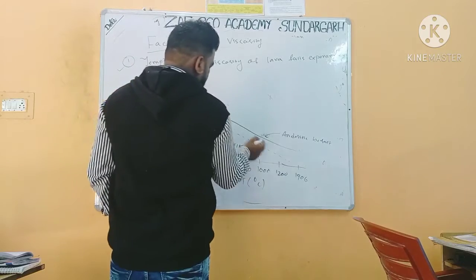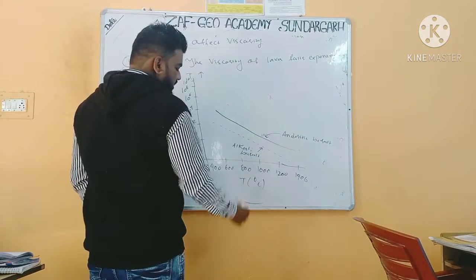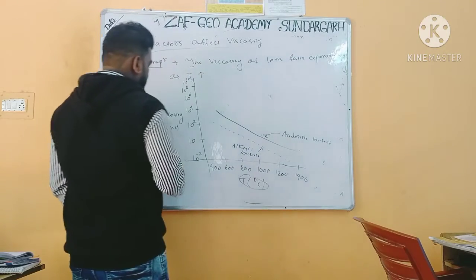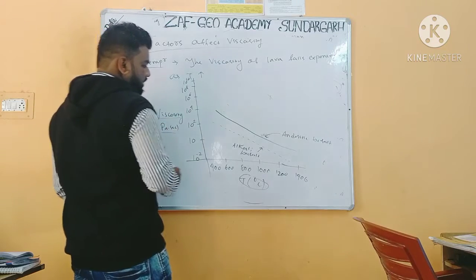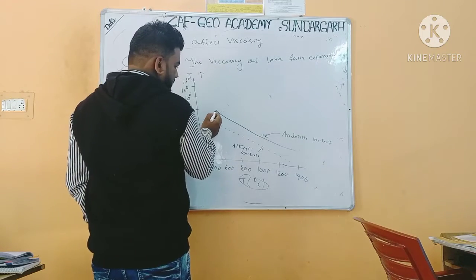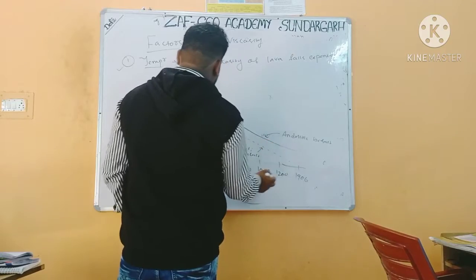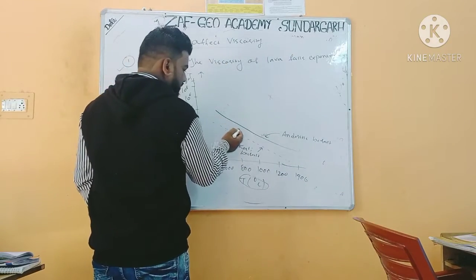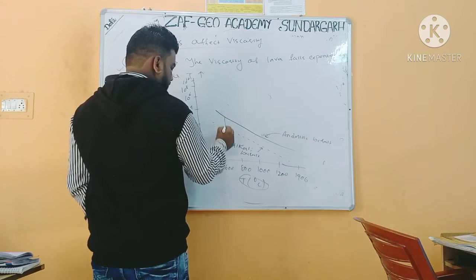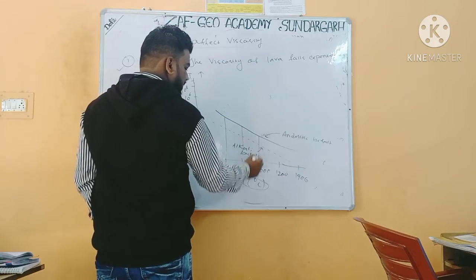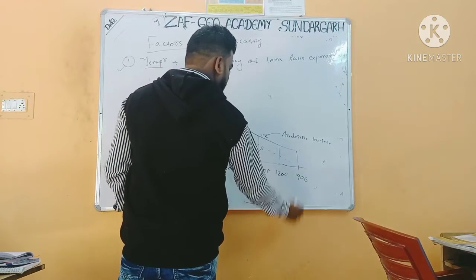So, in this graph, on the x-axis I have taken the temperature in degrees Celsius, and in the y direction I have taken the viscosity in Pascal second. So, look, the viscosity is decreasing from 10 to the power 4 to 10 to the power 10, from 600, 800, 1000, 1200 and 1400.